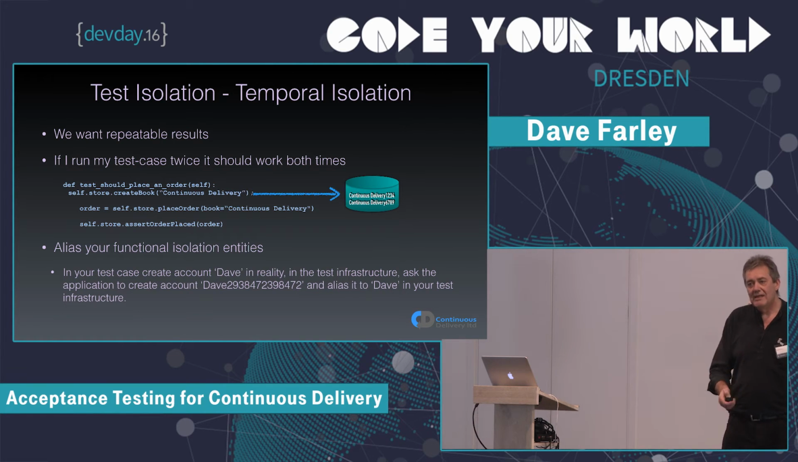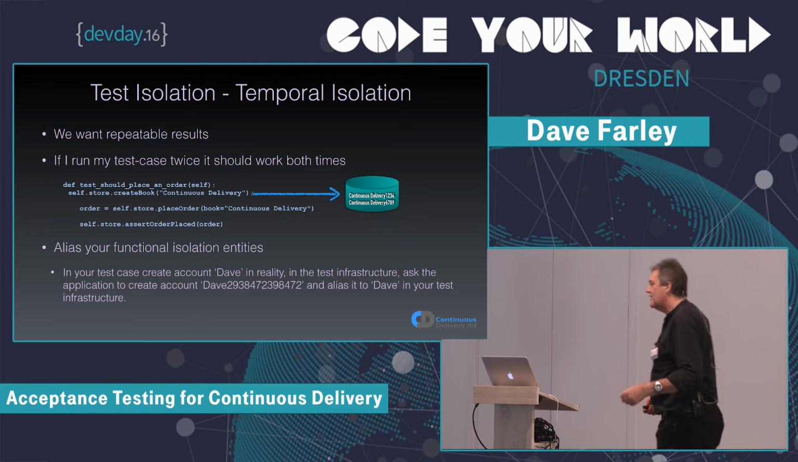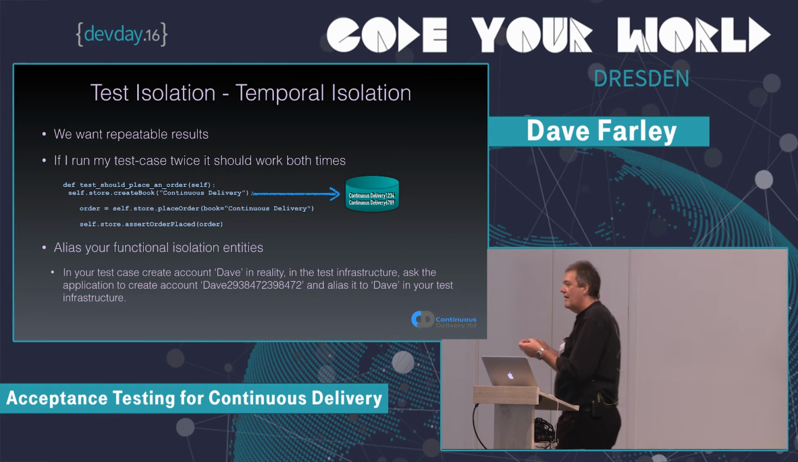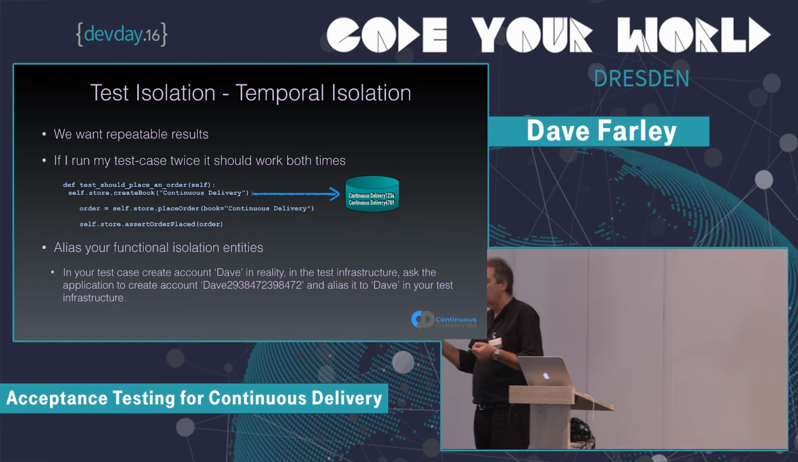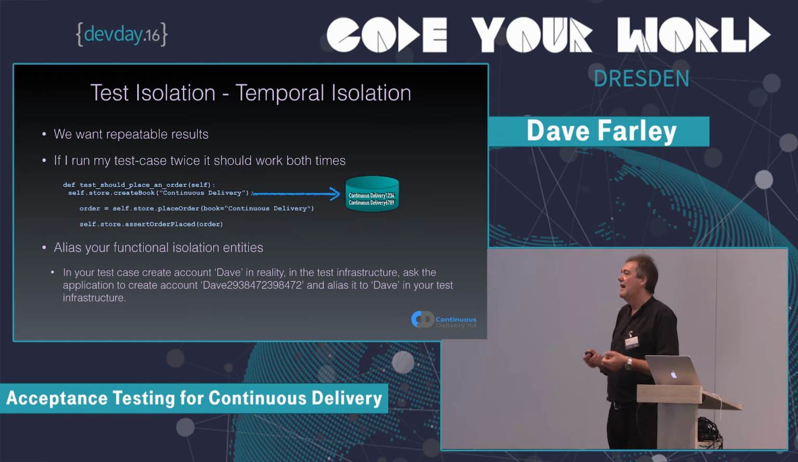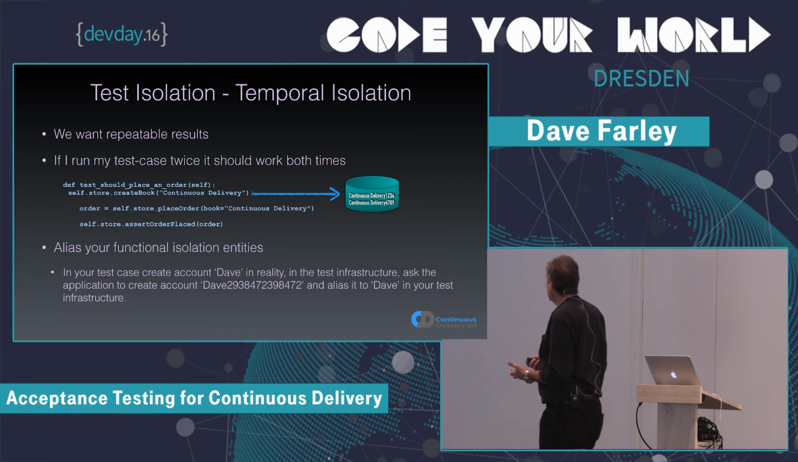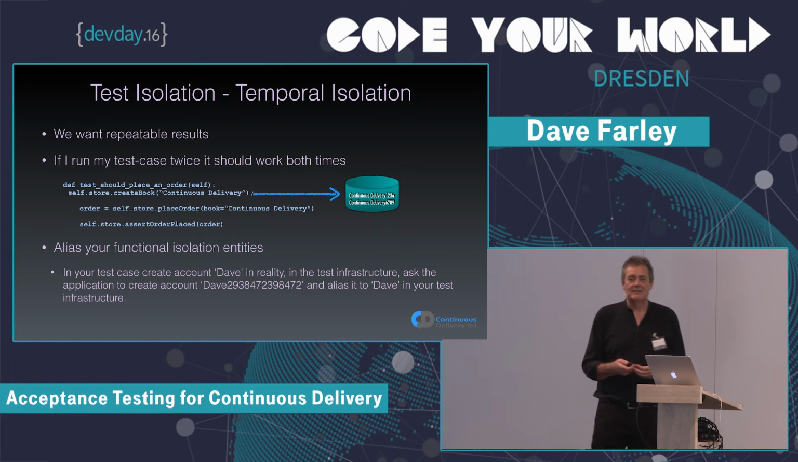Again, this is really, really simple. It's not a terribly complex thing to do, but if you build it into your test infrastructure, you can reuse it over and over again. And I would recommend that you do this pretty much for all of your functional isolation entities, and it gives you a great deal of flexibility in being able to maintain isolation for your different test cases.